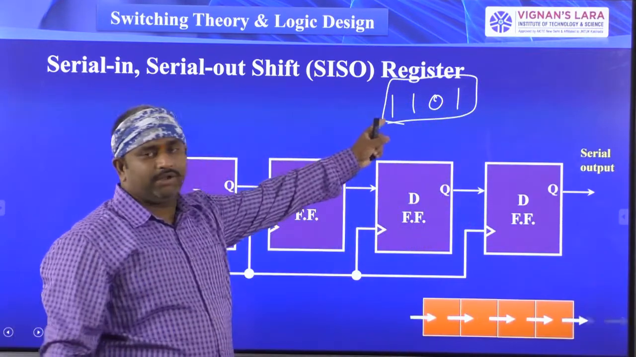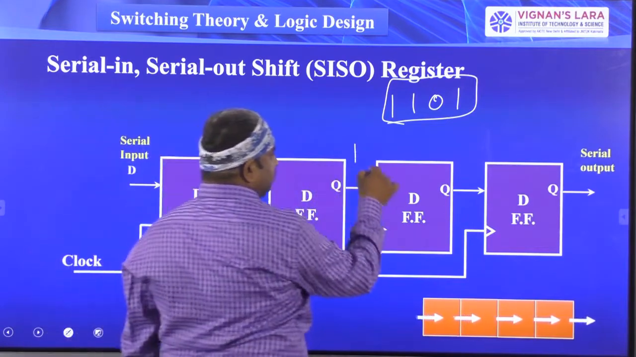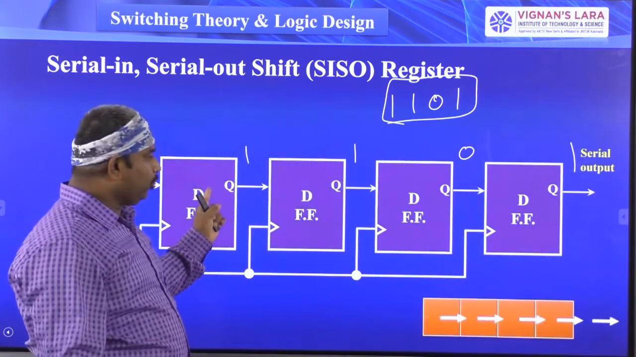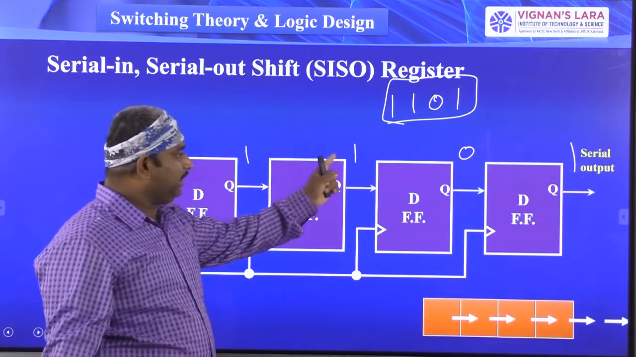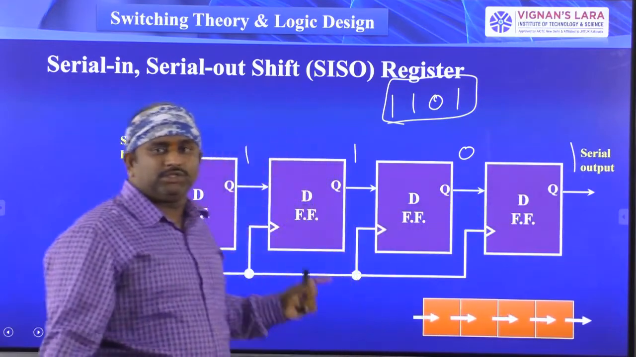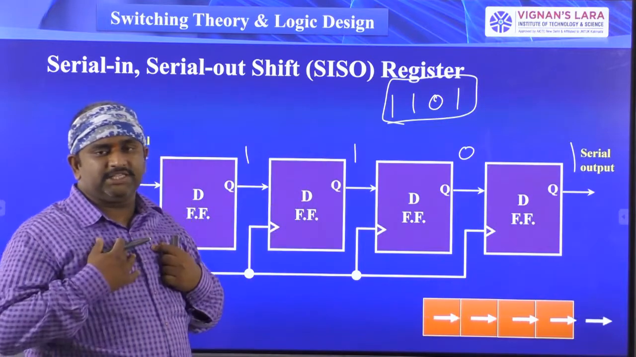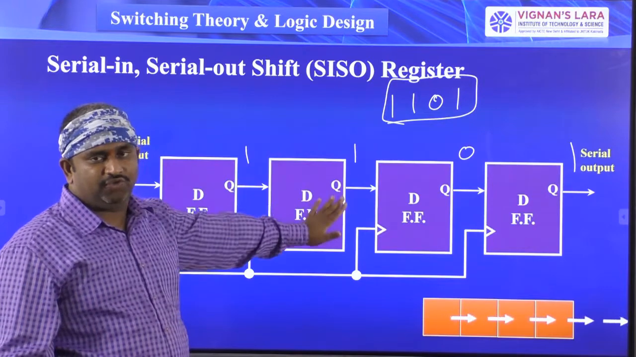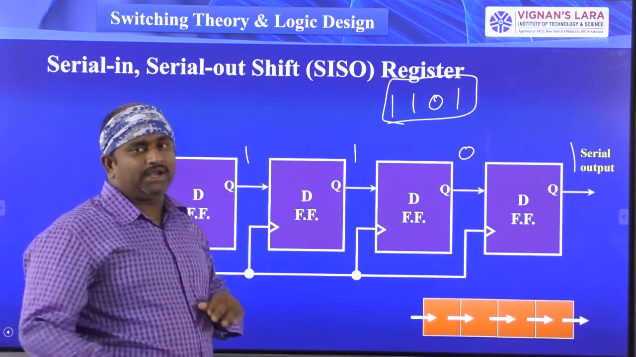Okay, 1101 I want to store here. So at the end of our discussion, we have to store the data like this. At the place of Q1, at the first flip-flop, I have to get 1, at the second flip-flop 1, third flip-flop 0, and fourth flip-flop 1. So finally I have to store the data in this way, 1101. This is my aim. I have to store the data in the 4 flip-flops in the order of 1101. Now what I have to do here?